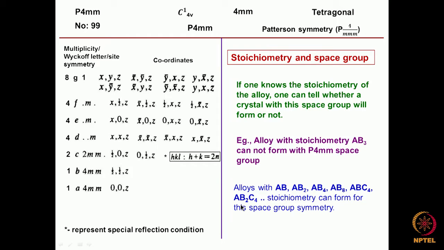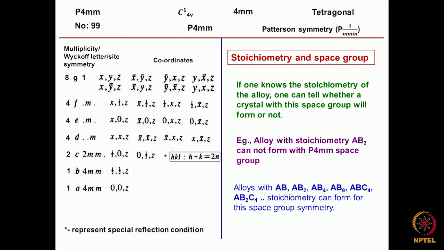Or suppose we have 3 elements present. The A atom occupies 1A or 1B, the B atom occupies the 2C position, and the C atom occupies any one of the 4D, E or F positions. Then it can have the stoichiometry AB2C4. So these are all the stoichiometries which the material can have. Okay.